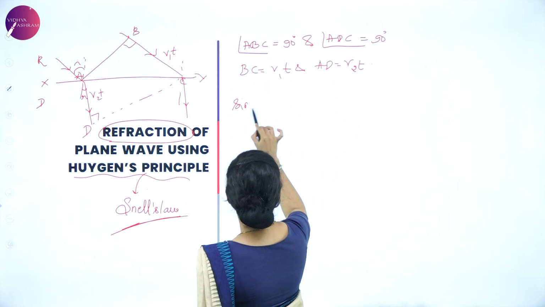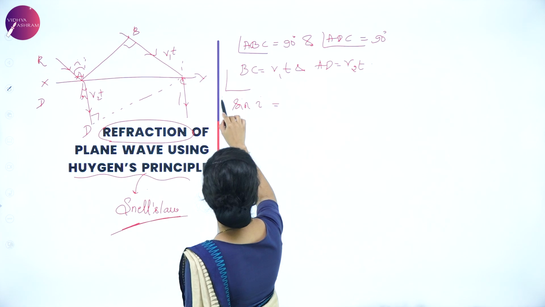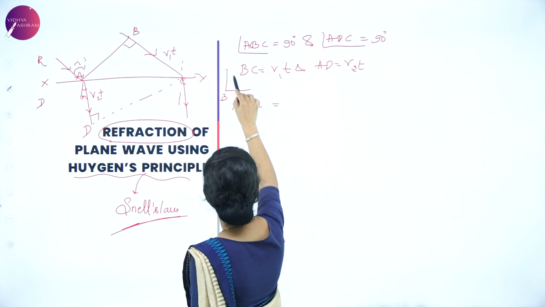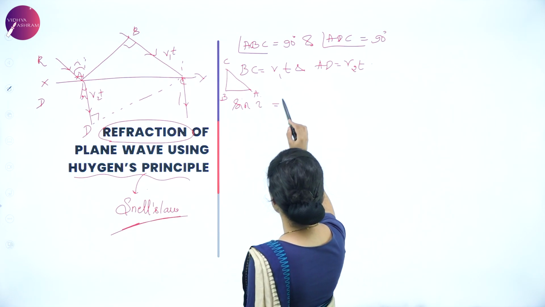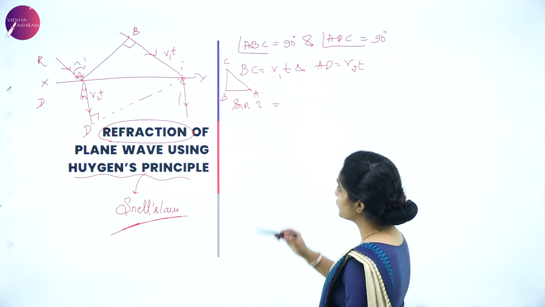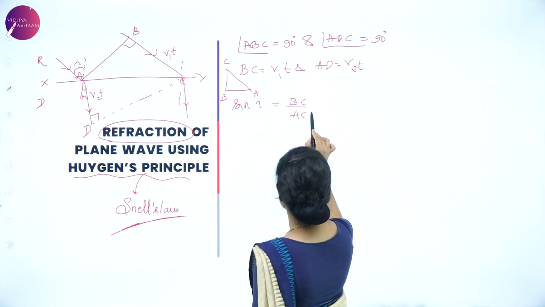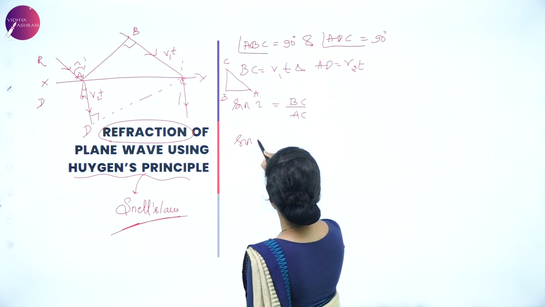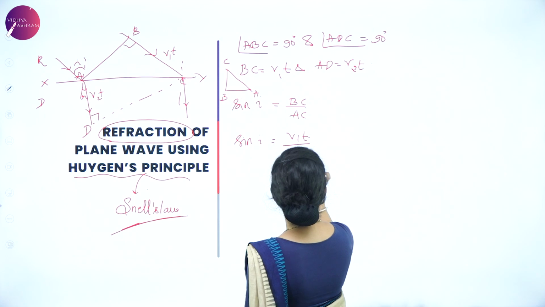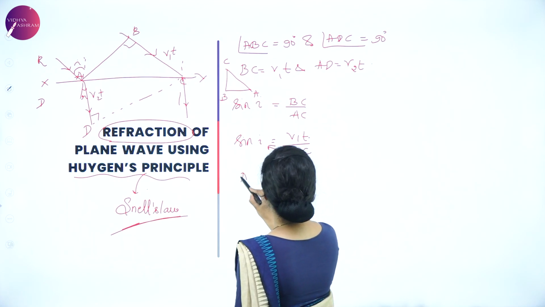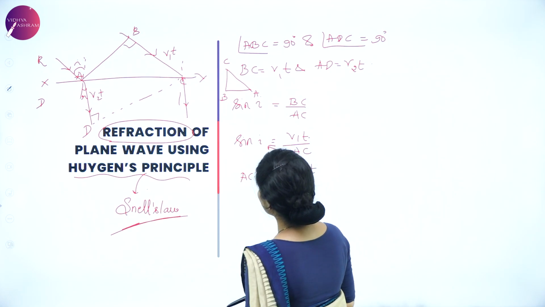So if we consider the sine of angle theta, that is sine i, in the triangle B, A as well as C, sine i is equal to opposite BC over hypotenuse AC. So sine i is equal to V1t over AC. AC goes there, so AC sine i is equal to V1t.